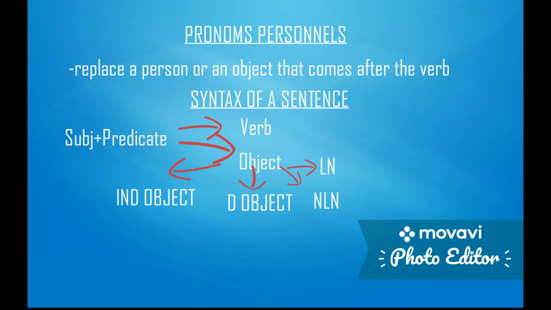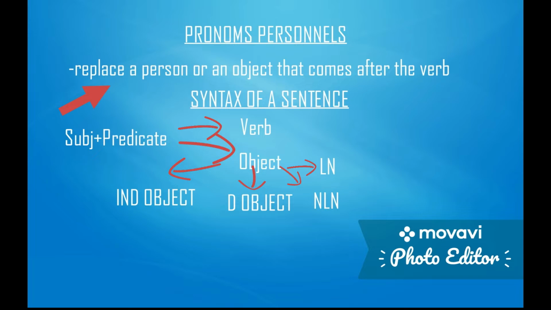Let's start. So what is pronom personnel? Pronoms personnels are pronouns that are associated primarily with a particular grammatical person: first person, second person, or third person. They replace a person or an object which comes just after the verb. It is a very important three-marker question that comes in class 9 and 10 exams.